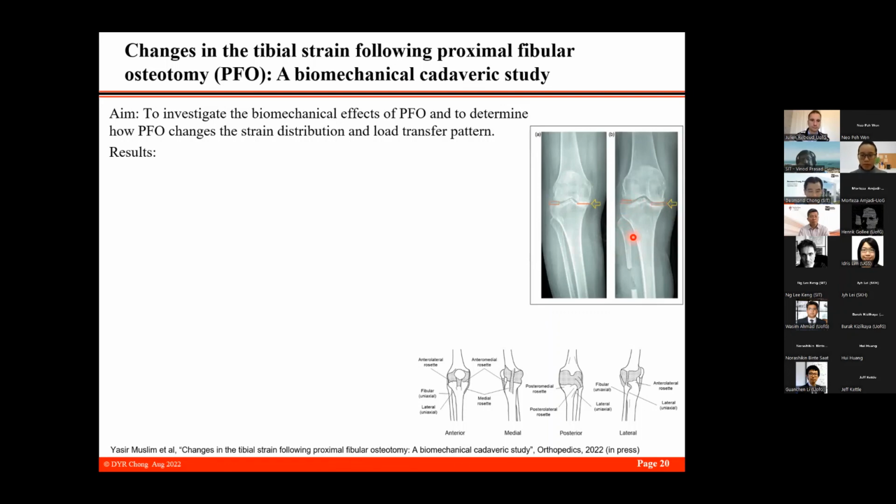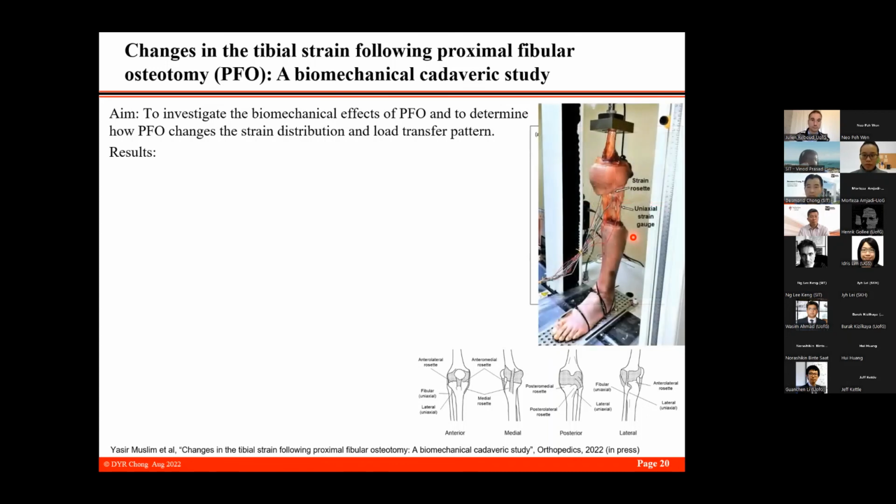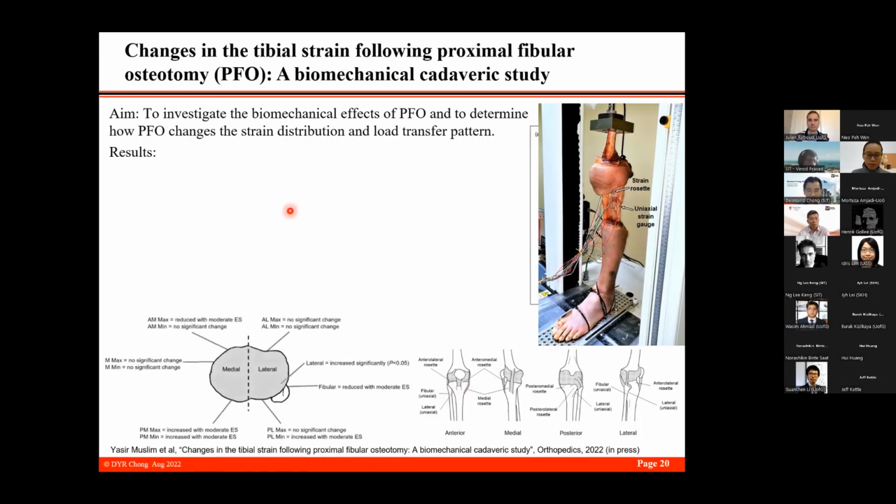So what we've done is embark on a cadaveric study. From the cadavers, we mount strain gauges and strain rosettes. Strain gauges and strain rosettes are sensors that measure the strain, to show how much load or deformation the proximal tibia is going to undergo. From there, we use mechanical testers to prescribe a physiological loading condition.